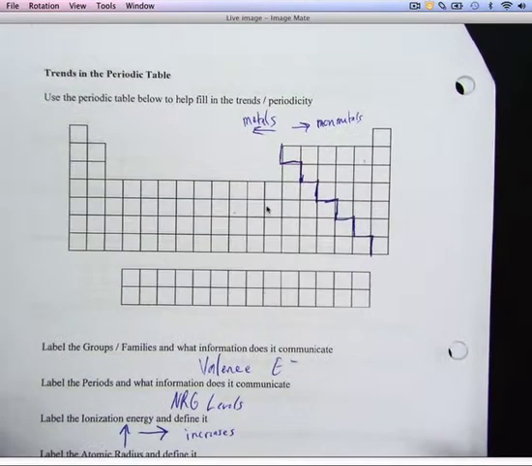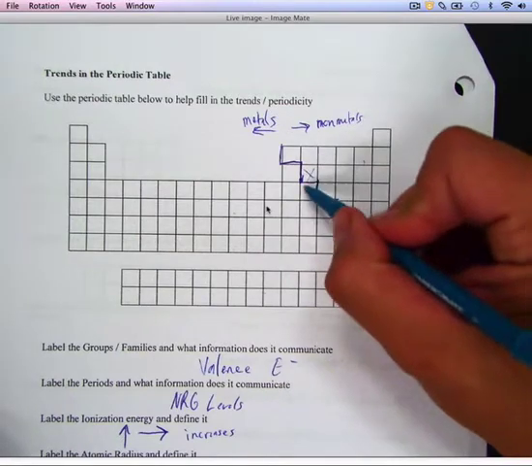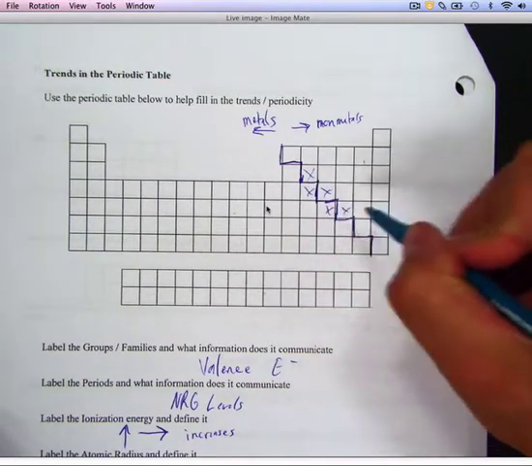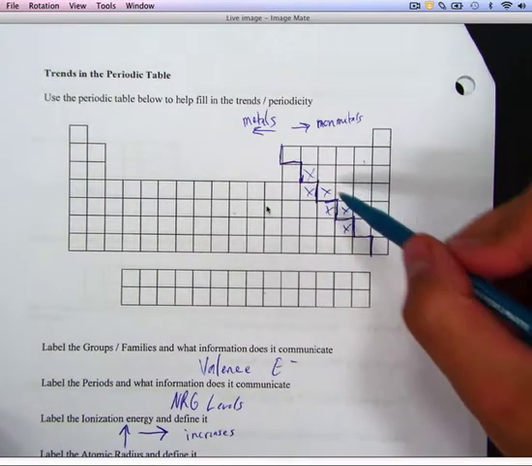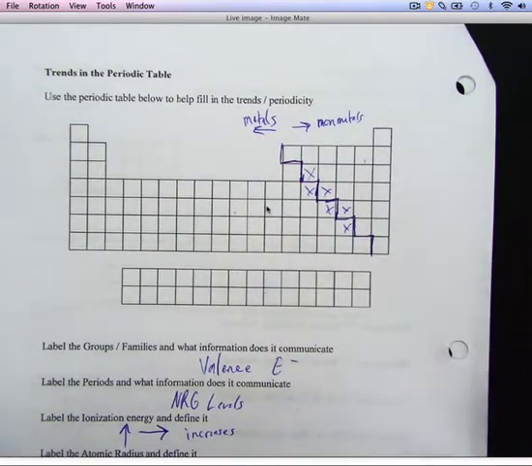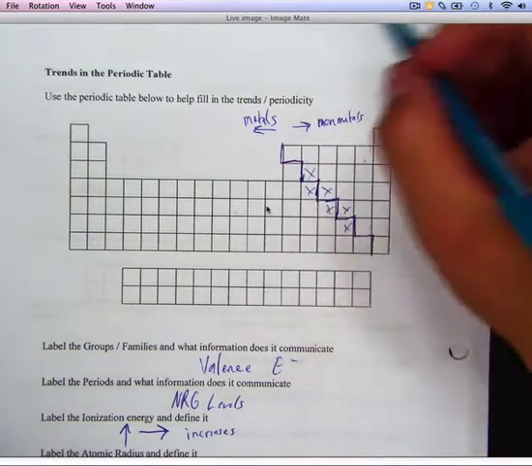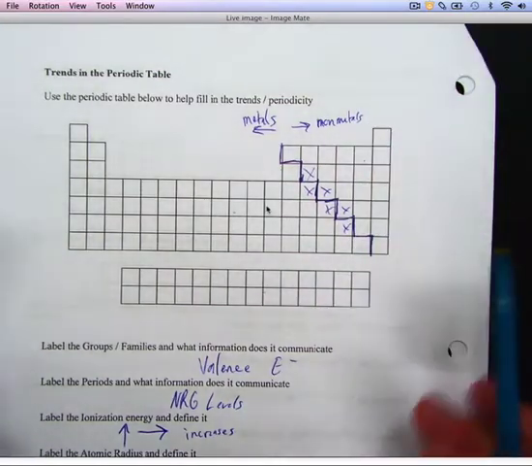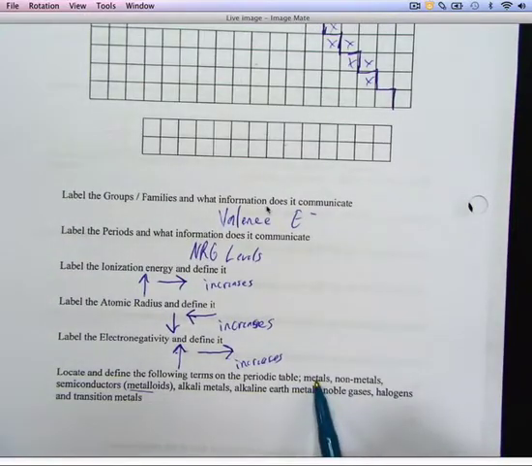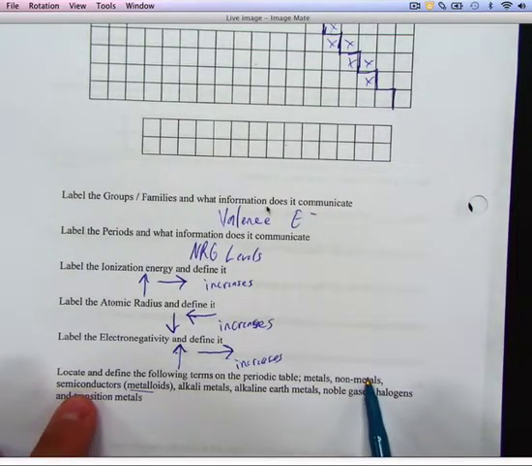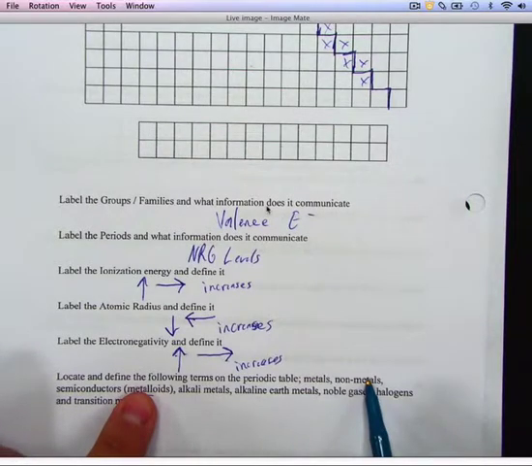The elements that I'm Xing here, not every element, but some of the elements touching this stair step border, are called metalloids or semi-metals, or semiconductors, because they contain some metals and some nonmetals. So we talked about metals, nonmetals, and where the semiconductors, the metalloids, are. Those are our semi-metals.